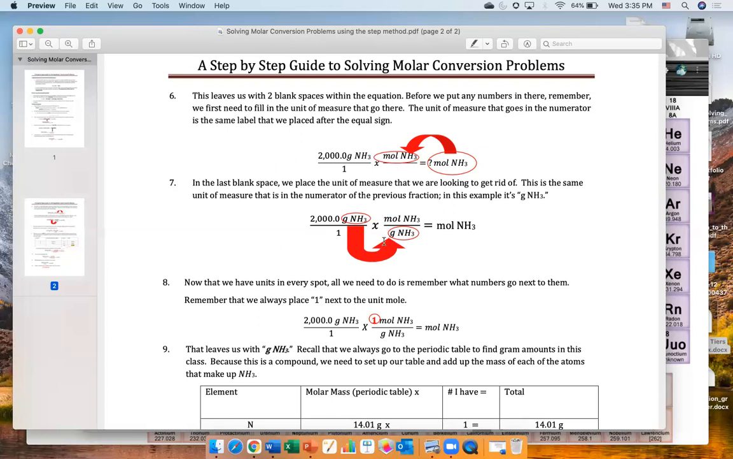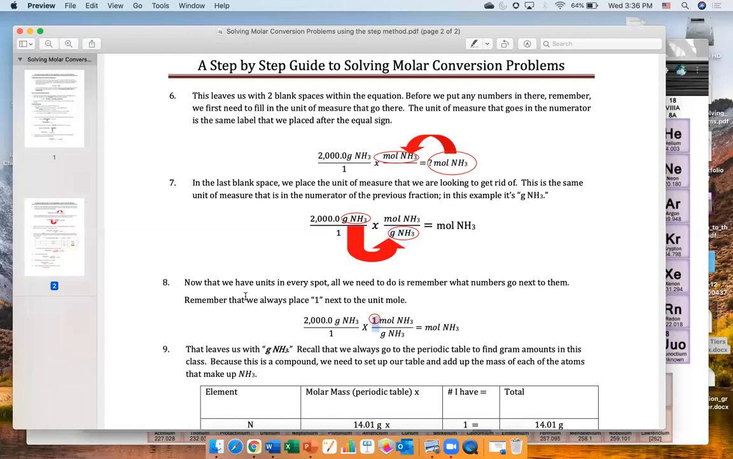Remember, the definition of the mole we're using says that 1 mole of a substance is equal to its mass. Remember, grams is a mass measurement. So this fraction bar is the mathematical relationship. It's the definitional relationship of mole. So 1 mole is equal to the mass of whatever substance you have. So we're always going to put the number 1 next to the unit mole.